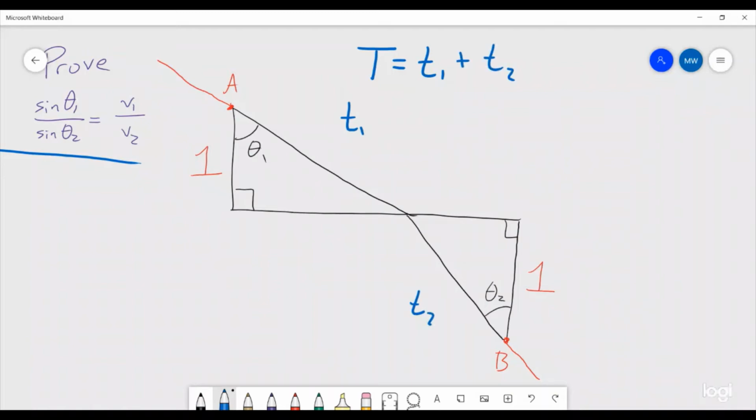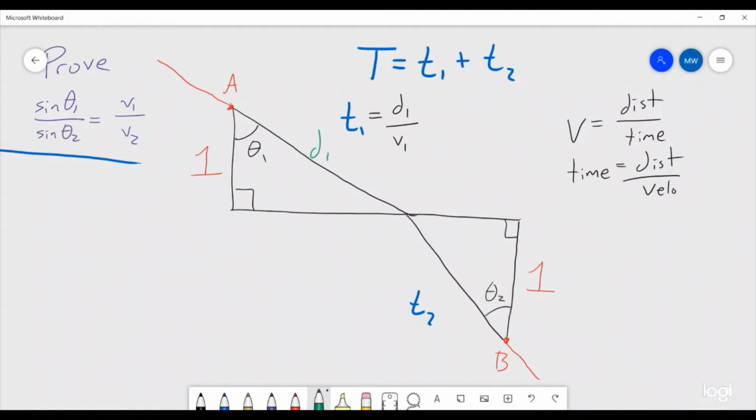So what's the relationship between time and velocity? Well, we know that velocity is equal to distance divided by time. So that means if we want to solve for time, we can find that time is going to be equal to distance divided by velocity, which means that t1 can be written as d1 over velocity 1, where we say that this distance right here is our distance 1, and this will be distance 2.